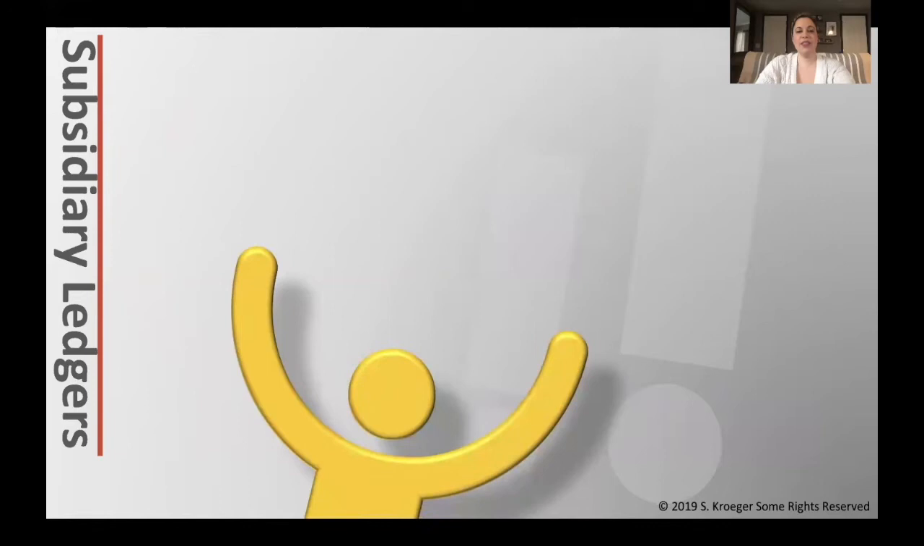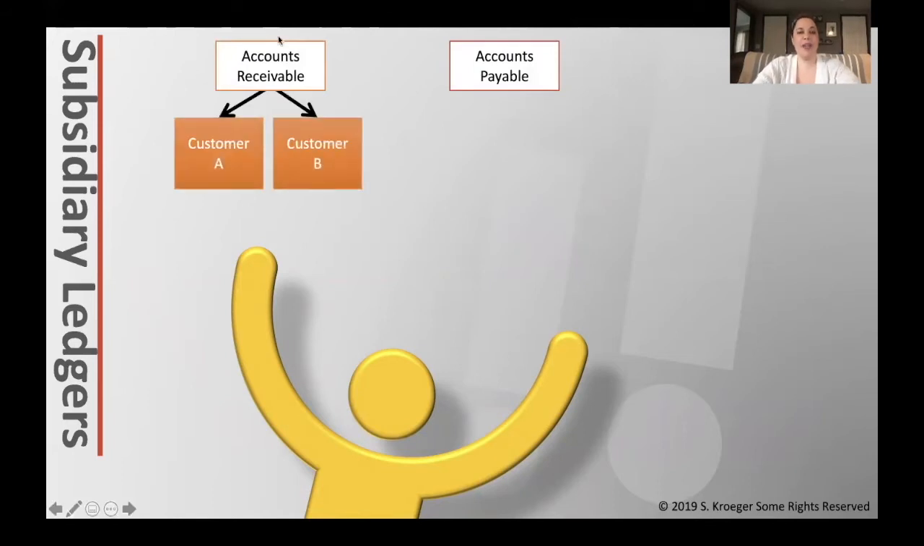This is a nice visual of what subsidiary ledgers look like. For accounts receivable, we still have our main control account right here. And like I said, it's divided amongst the different customers who owe us money. So we have customer A and customer B. Throughout the month, we're going to be updating the ledger accounts of these customers. And then at the end of the month, we're going to put the total into the accounts receivable main control account. So let's say customers A and B both owe us $100 each. So the main control account would be $200.